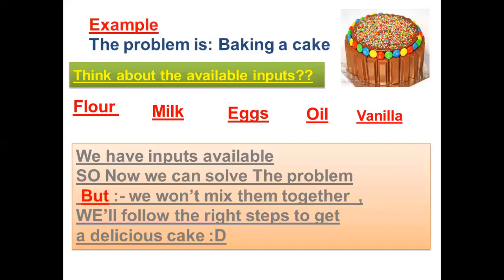Let's see another example. I want to bake a cake. This is a problem. So our goal here is to get this cake. So what should we do? We should get the inputs or the raw materials, then go with the right steps. This is called the processing to get the output or the goal.